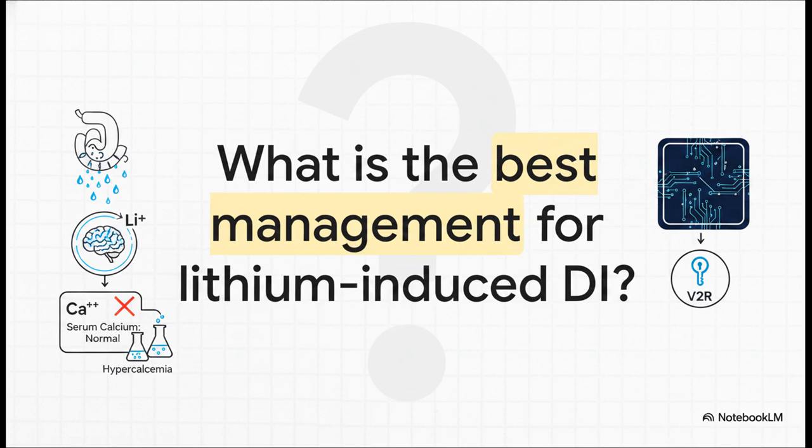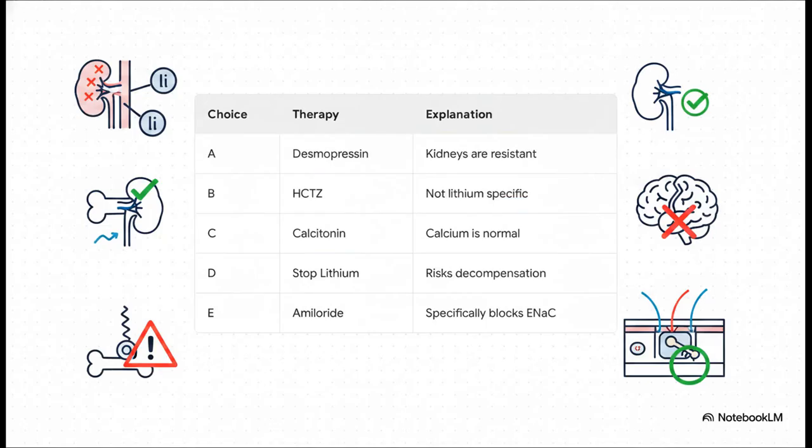We have a bipolar patient on long-term lithium therapy presenting with severe polyuria, exceeding 5 liters a day. Their lab work reveals a completely normal serum calcium level. What is the most precise pharmacological intervention required here? Let's break down all 5 choices definitively. Choice A, desmopressin, is totally ineffective here because the kidneys are already physically resistant to ADH due to the intracellular lithium. Choice B, hydrochlorothiazide, can paradoxically be used for generic nephrogenic DI by inducing mild hypovolemia, but it is not the specific antidote for a lithium driver.